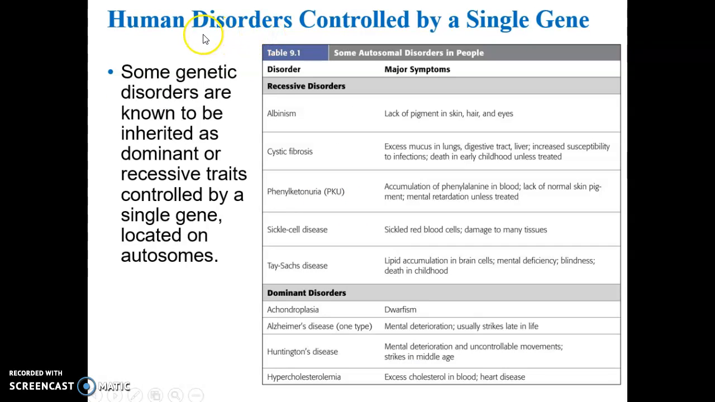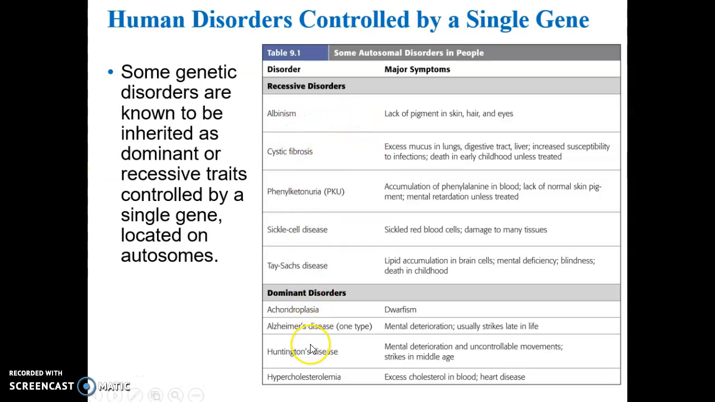Okay, so some human disorders are controlled by a single gene or allele, and they can be inherited as dominant or recessive traits, right? They can be dominant or recessive genetic disorders. If they're recessive, they tend to be less common. If they're dominant, they tend to be more common, okay? Why? Because if it's a dominant disorder, it will express itself both in the homozygous dominant individual, but also in the heterozygote.